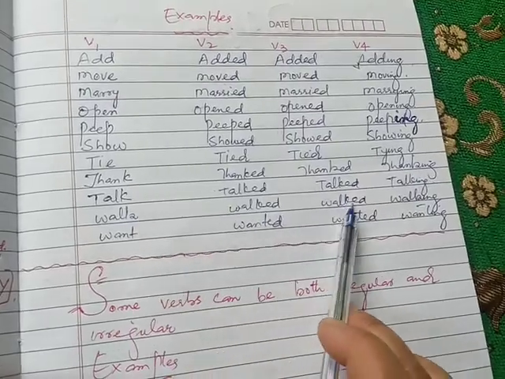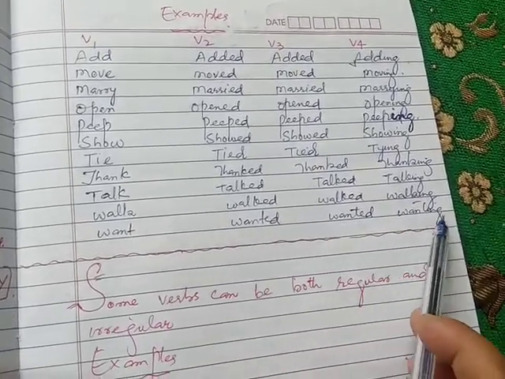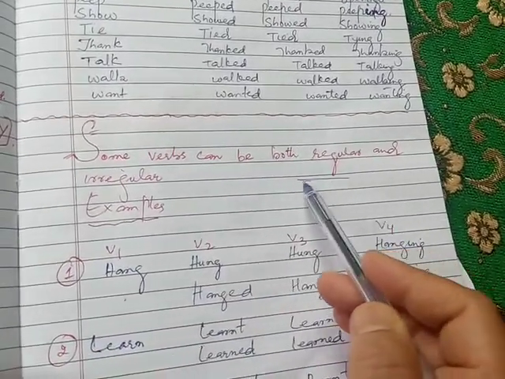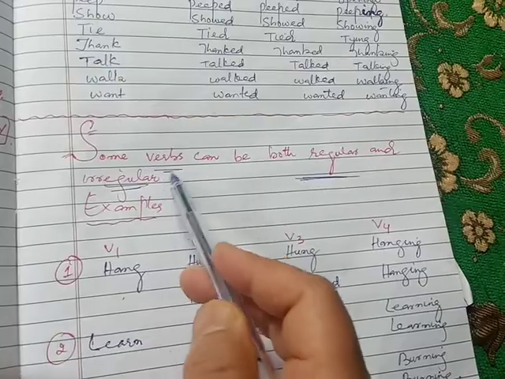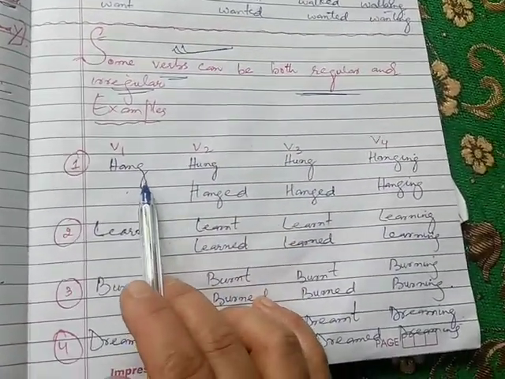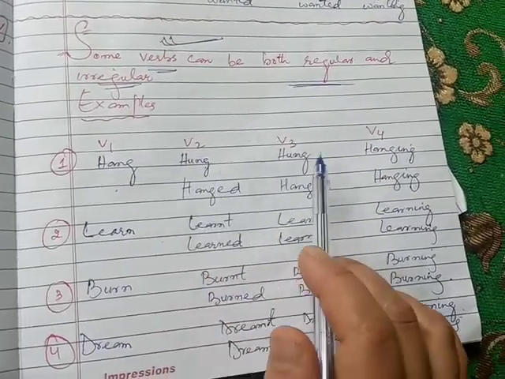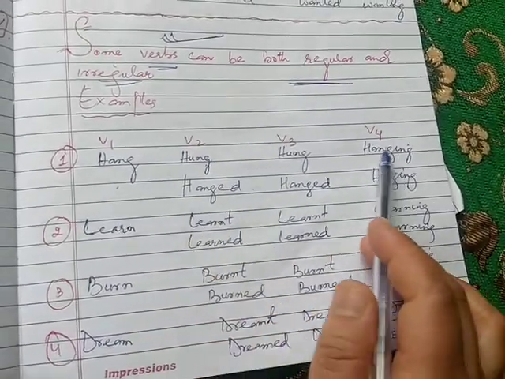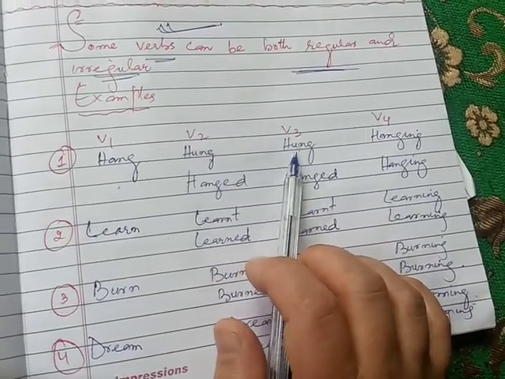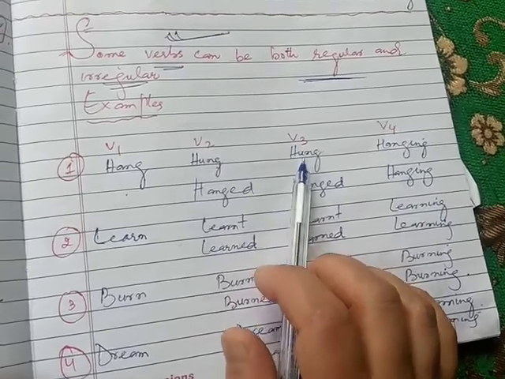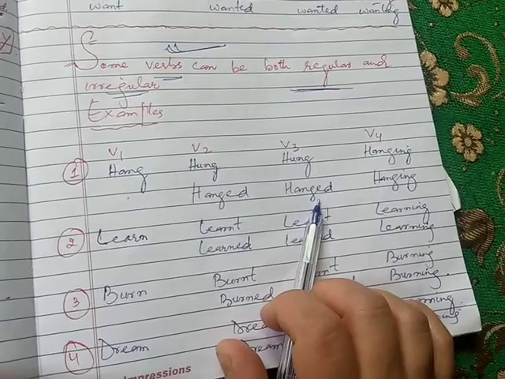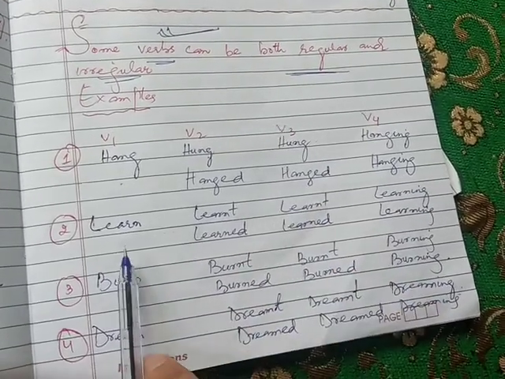Talking. Walked, walking. Wanted. My dear students, another important point. Some verbs can be both regular as well as irregular. So some verbs can form both regular as well as irregular forms. Here are some examples. Hang, hanging. If they follow a regular pattern or if they do not follow a regular pattern, these are irregular verbs. But regular verbs here, hanging, because I have already told you that some verbs can be both regular as well as irregular.